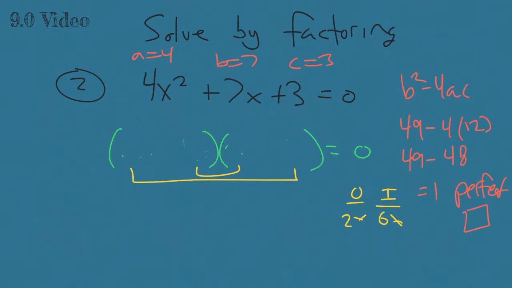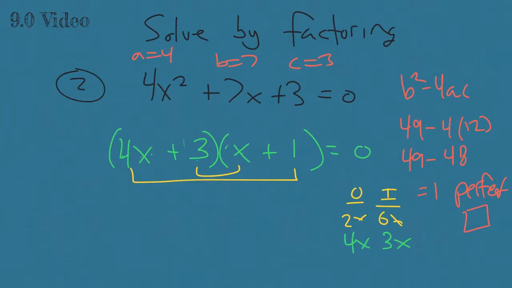And we'll try this again. We'll go 4x and x. And if I do 3 there and 1 there, I bet you I get 7, because my outside would be 4x, my inside would be 3x. So I could do 4x plus 3, x plus 1 would give me the correct answer here.